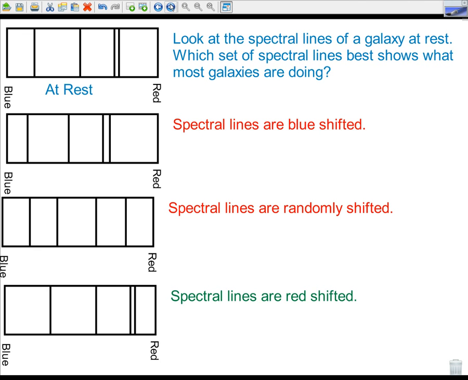Upon further examination, we can see the first one, the spectral lines are blue shifted, which would suggest that that galaxy is moving towards us. In the second one, which is right over here, second choice meaning, the spectral lines are randomly shifted, so that doesn't happen. And in here, you could see it's the same pattern, same spacing as at rest, but it's shifted towards the red end of the spectrum, which is what most galaxies are doing because our universe is expanding.